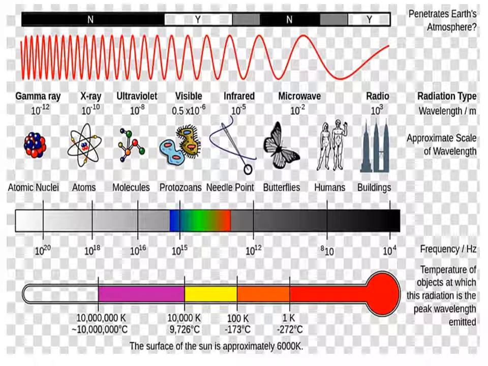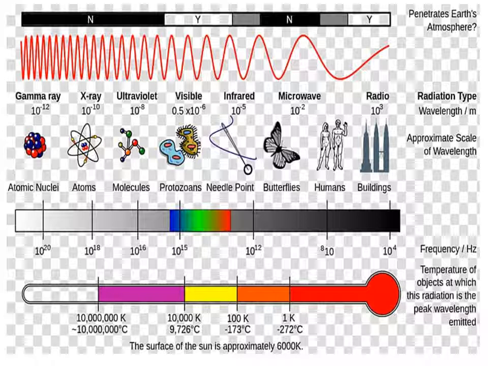The regions of the electromagnetic spectrum. Look at that, it is in decreasing form, from gamma ray to radio wave. In gamma ray, we have atomic nuclei; X-ray, atoms; ultraviolet, molecules; visible light, protozoans; infrared, the needlepoint; microwave, the butterflies and humans; and of course the radio waves, more on buildings.